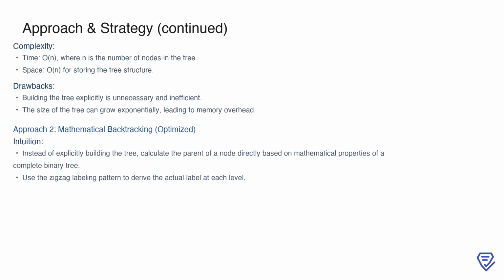This leads to high memory overhead, making it impractical for larger label values. To address these inefficiencies, we can turn to a more optimized approach, mathematical backtracking. Instead of constructing the tree, we use mathematical properties of a complete binary tree to directly compute the parent of a node. By leveraging the zigzag labeling pattern, we can derive the actual label at each level and trace the path efficiently without simulating the entire tree structure.